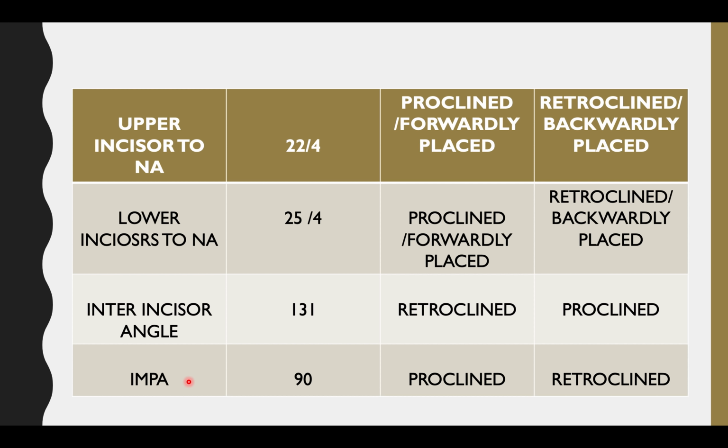And the next important question they may ask you is regarding the IMPA, that is incisor mandibular plane angle. It should be 90 degrees, and this is our American value. So the Indian value can be around 100 degrees, then it is upright in position to the basal bone of the mandible. Okay, if it is greater, it is proclined. If it is lesser, it is retroclined. So many of the case based questions can be based on interincisal angle and IMPA.